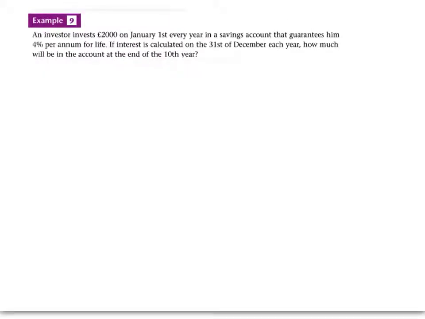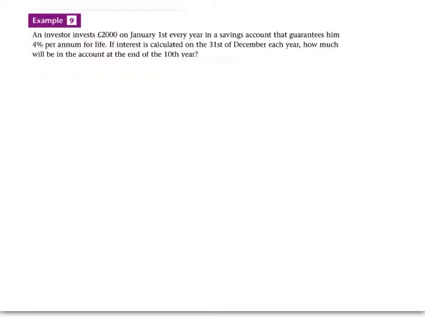Now, here's a more typical question, one you'll get in your exams. Let's read this carefully. It says he invests £2,000 on January the 1st every year, and he gets 4% each year interest on that amount. And the interest is calculated on the 31st of December. How much is there in the account at the end of the 10th year?